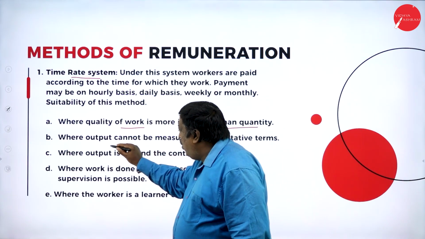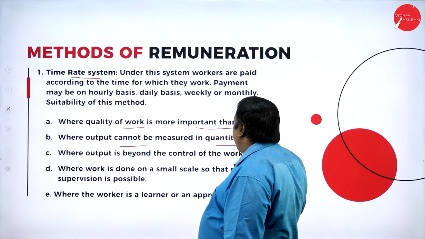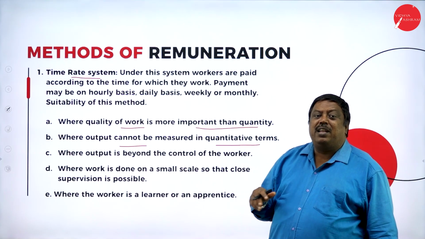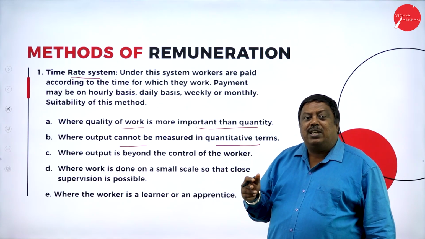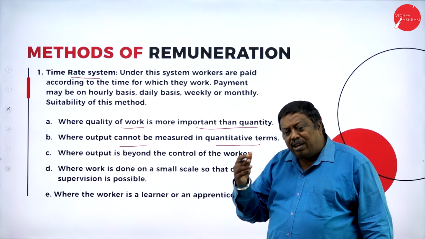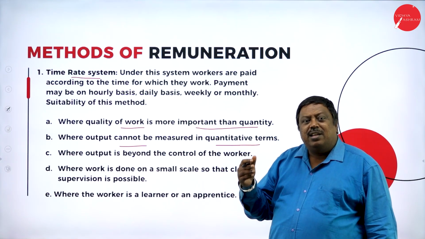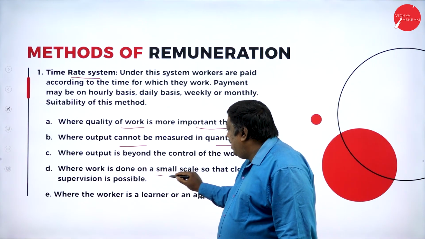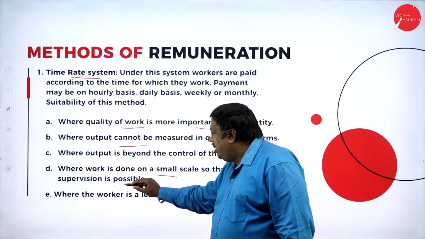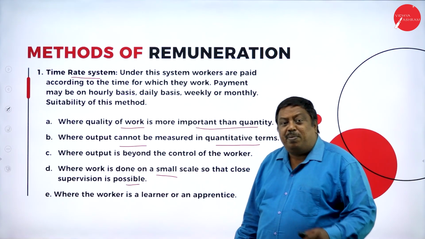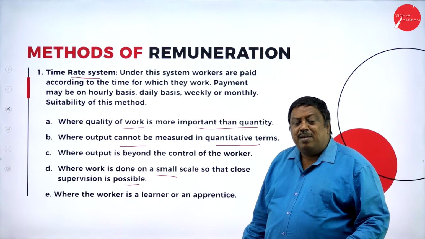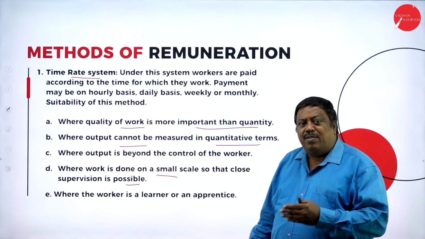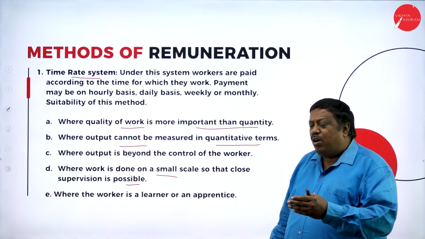Now, where output cannot be measured in quantitative terms, we should never measure the number of units produced by the laborer. Instead, we look at the quality of work done for the required process at the time of conversion of raw material into finished goods. Also, where work is done on a small scale so that close supervision is possible. Now for the supervisor, it will be much better because they can monitor each and everything and easily control the work going on in the organization.